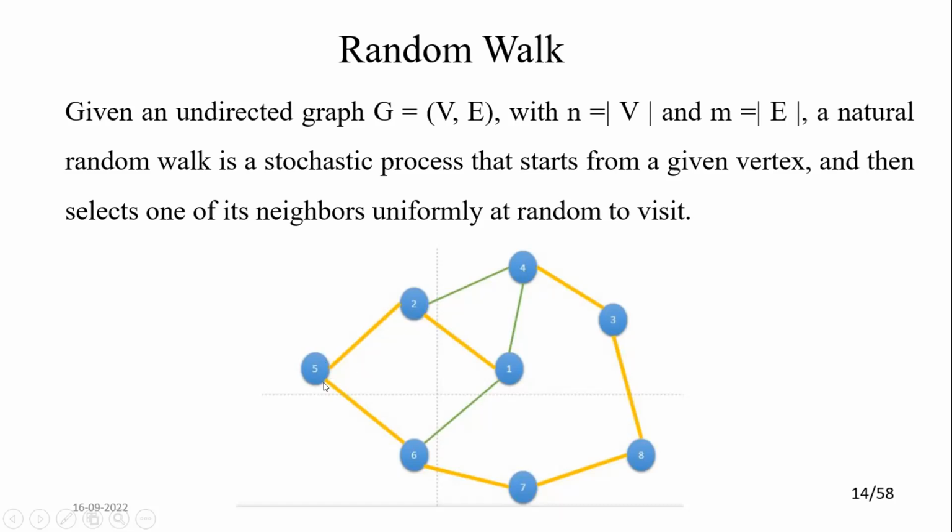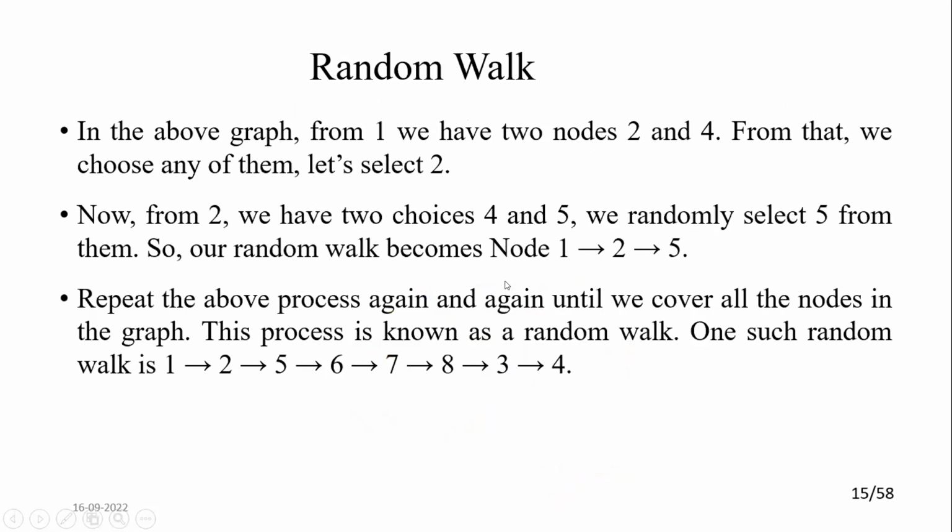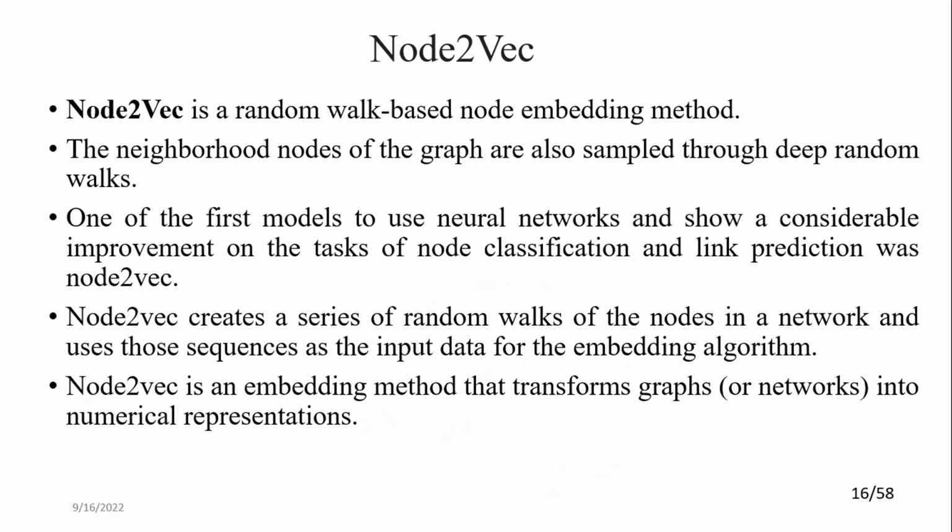So suppose you are going from 5, then 1 to 2, then 5 to 6, then 6 to 7, 7 to 8, 8 to 3, then to 4. That is actually a random visit. This process is also known as a random walk. Next, one of our embedding methods is node2vec. This node2vec is a random walk based node embedding method.